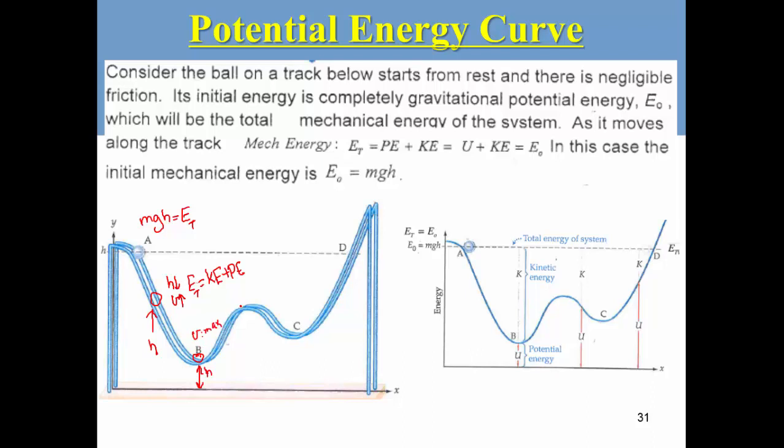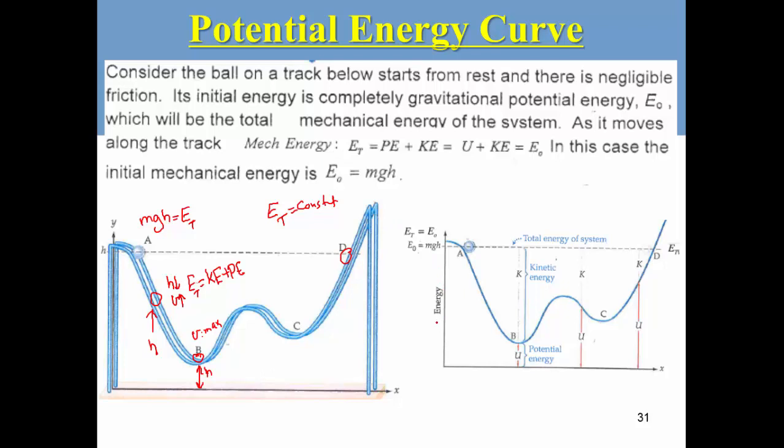Then it will go up, losing part of its kinetic to potential, and then back here to C, where it's gaining some kinetic, and then up to the same height, D, which is equal to A, assuming there is no friction. In that case, the total mechanical energy is constant, and the ball did not lose any mechanical energy. Its mechanical energy is conserved.